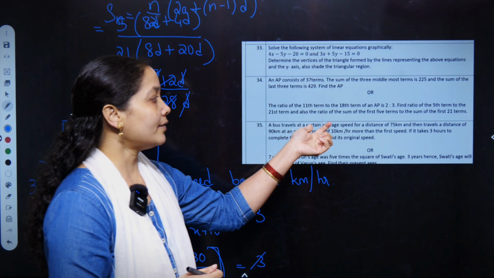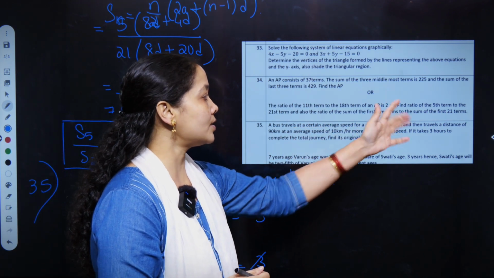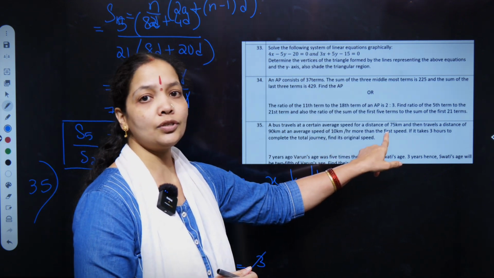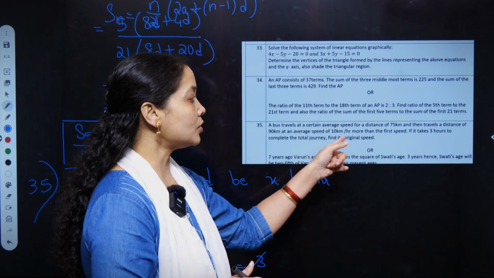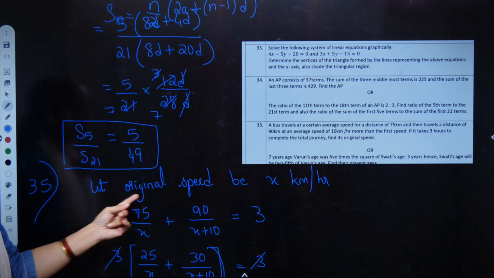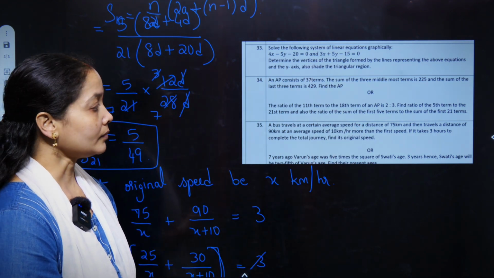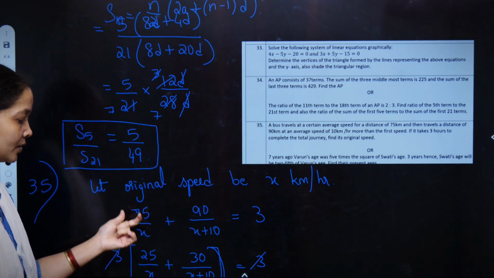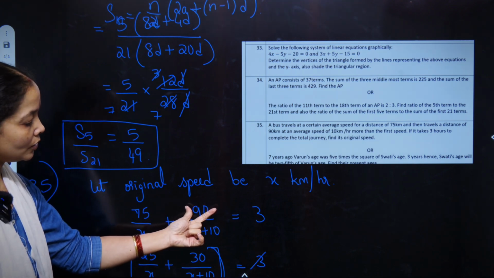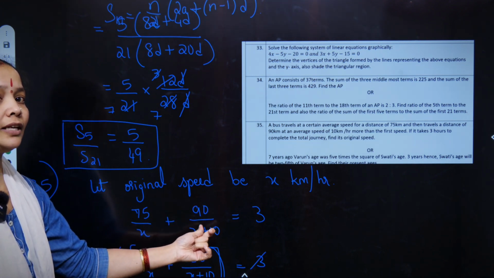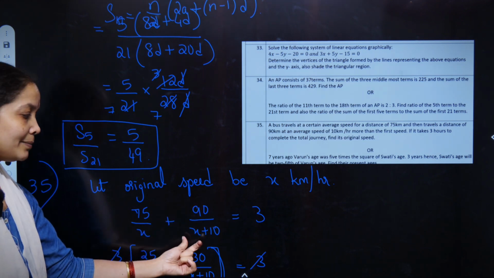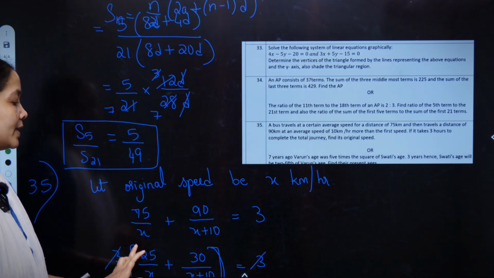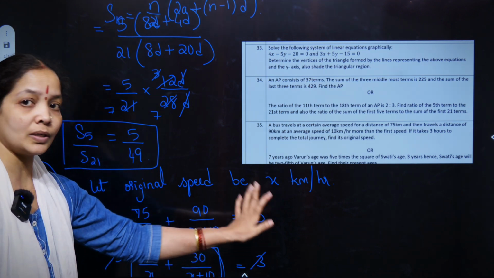A bus travels at an average speed for a distance of this. Whenever I read these types of questions, first of all, whatever is unknown to me, I'll take that as x. So here my original speed is unknown, so let my original speed be x km per hour. According to the question, 75 kilometers is covered at some speed, so 75 by x. 90 kilometers is covered at a speed 10 kilometers more than the original speed. So 90 by x plus 10, giving me a duration of 3 hours. So my equation becomes 75 by x plus 90 by x plus 10 equal to 3.